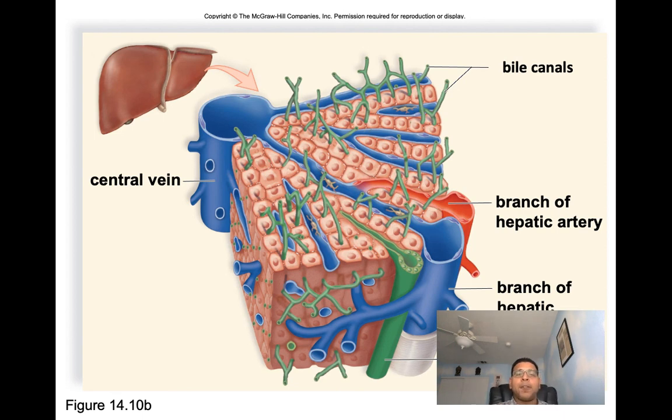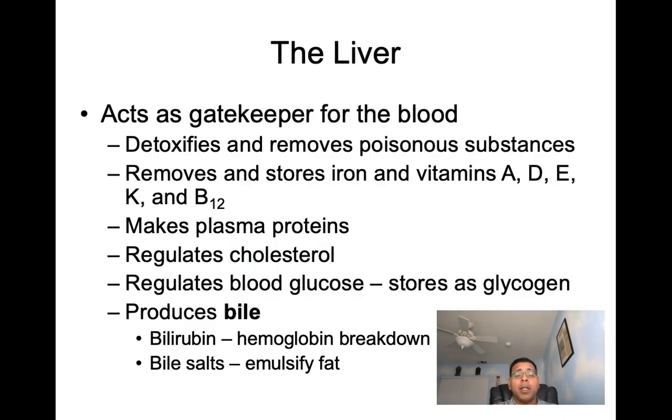So when we talk about the functions of the liver, you can see here, we said it's going to act as a gatekeeper. It detoxifies and removes poisonous substances. It removes and stores iron and vitamins A, D, E, K, and B12. It makes plasma proteins. It regulates cholesterol. It regulates our blood glucose levels. It stores glucose, as we talked about in the beginning of the semester, as glycogen.